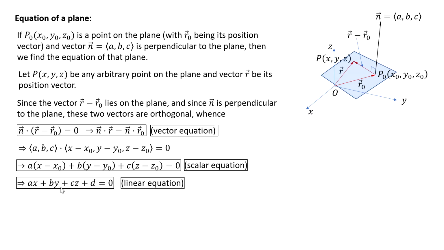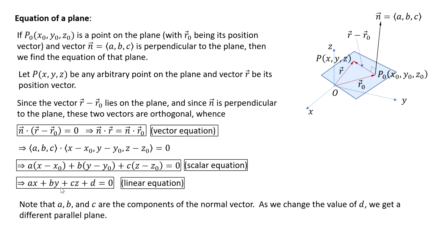A, B, C, what are they? They are the components of the normal vector. Keep that in mind. A, B, C are the components of the normal vector. So the only thing is, what's with this d? Note that A, B, C are the components of the normal vector.